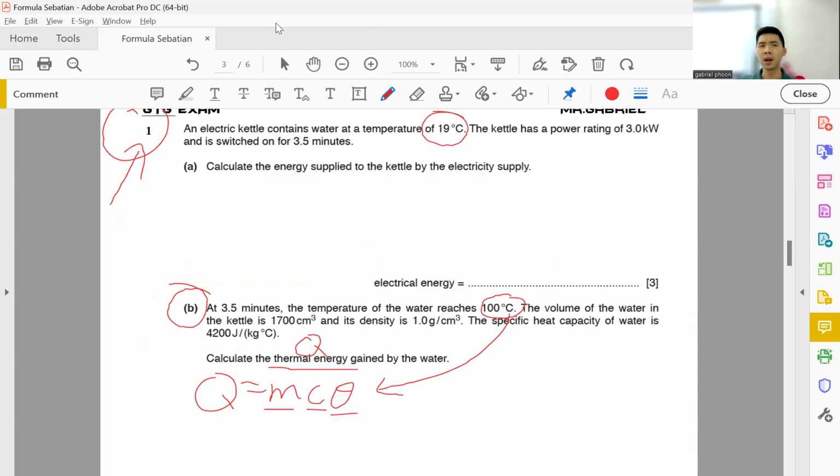I think Xinyan, you got this one wrong, right? You put 100 here, right? I think it was you. So from here, your temperature change was actually supposed to be 100 minus 19. Right? Then after that, specific capacity is this long. Then after that, I'm still missing the mass component.